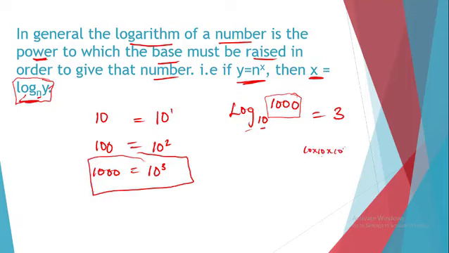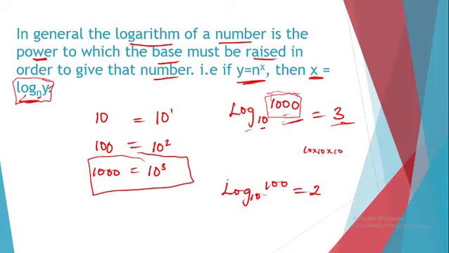10 times 10 is 100. 100 times 10 is 1000. So 10 must be raised to power 3 for us to be able to obtain 1000. That's just the definition of logarithm. It's the power to which the base must be raised in order to give that number. We're looking at 1000. So what number must 10, which is the base, be raised to get 1000? It's just equal to 3. So for 100, we have log 100 base 10 to be equal to 2. 10 must be raised to 2 for us to get 100.